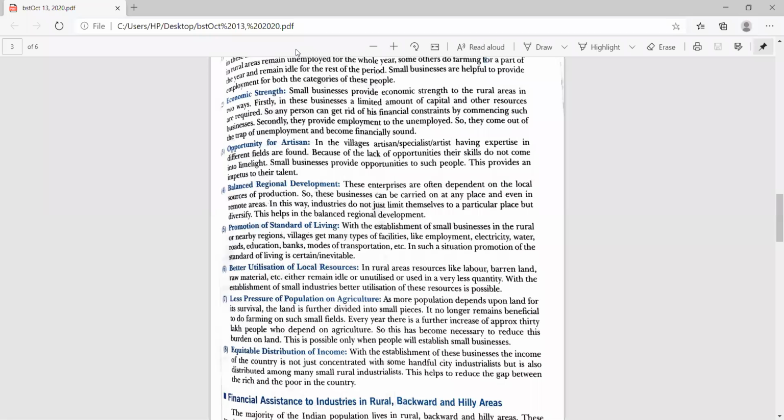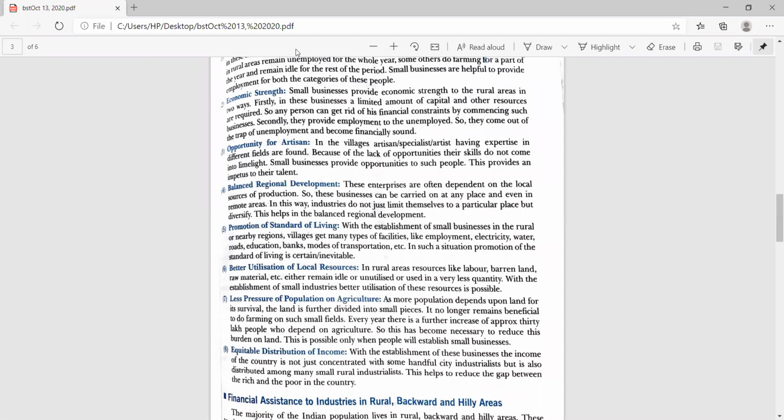Equitable distribution of income. With the establishment of these businesses, the income of the country is not just concentrated with a handful of city industrialists, but it is also distributed among many small rural industrialists. This helps to reduce the gap between the rich and the poor in the country. In this way, it helps to reduce the gap between the rich and the poor sections of society.